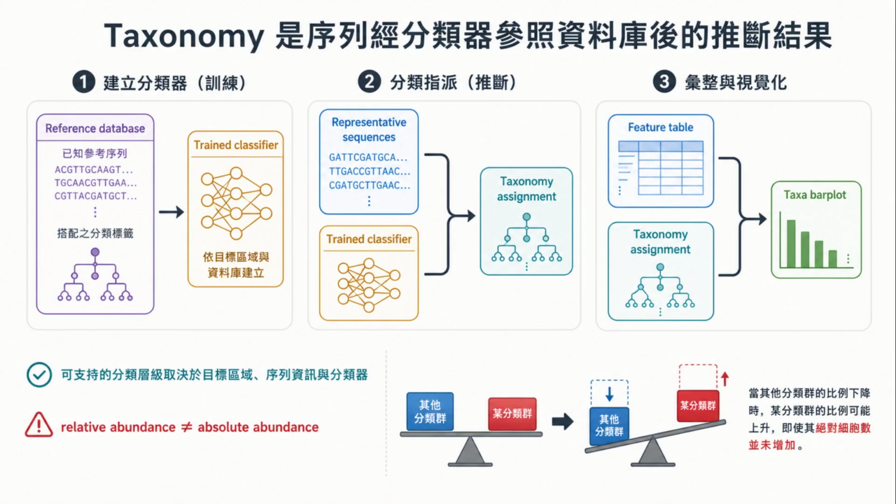Next, we come to taxonomy, or taxonomic annotation. A reference database stores known sequences and their taxonomic labels, while a trained classifier is a classification model built for a particular target region and reference database. When we feed representative sequences into the classifier, the output is a taxonomic inference, not a directly measured species identity. The taxonomic level that can be supported depends on the target region, sequence information, reference database, and classifier. Only after combining the taxonomy results with the feature table can we create a taxa bar plot. What the plot usually shows is relative abundance, not the absolute number of cells.